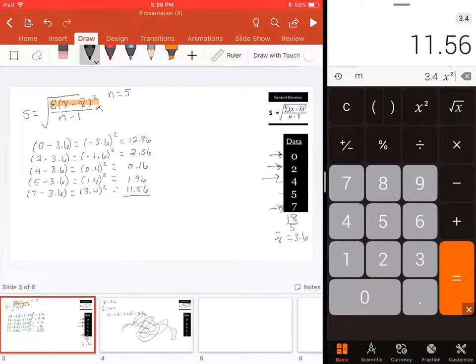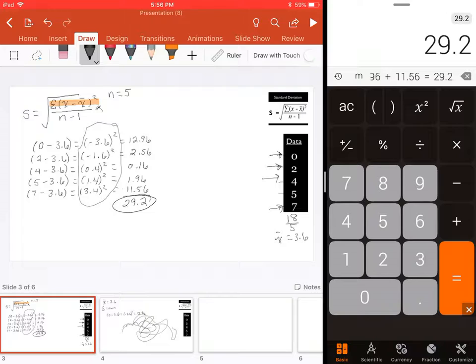Now I'm going to actually get the value of this number. The sum of all of these calculations, which I just did right here. So using my calculator over here, I have 12.96 plus 2.56 plus 0.16 plus 1.96 plus 11.56, and I get 29.2. All right, so I want to plug this number into the equation in the right spot.